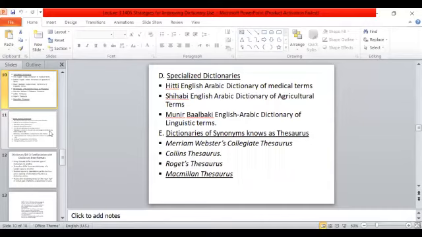We have Merriam-Webster's Collegiate Thesaurus, Collins Thesaurus, Roget's Thesaurus is the most well-known. And then we have Macmillan Thesaurus, which has got an online edition.